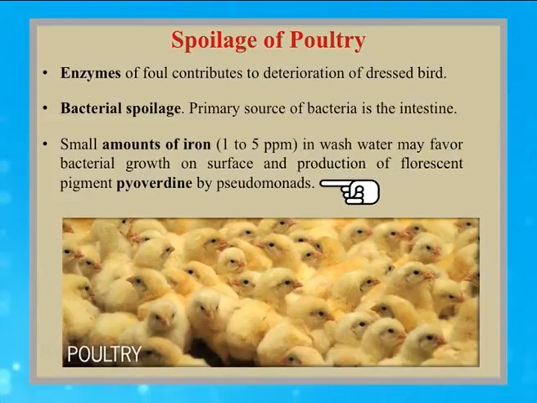A small amount of iron can be present in the water by which the chicken meat is washed. Now this small amount can be 1 to 5 ppm, parts per million, which can cause the production of a fluorescent pigment which is called pyoverdine by different species of Pseudomonas. Now all these refer to the types of spoilage that is encountered in a chicken meat.